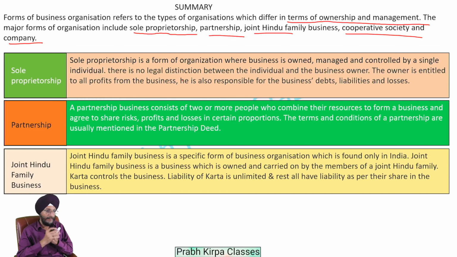In the case of joint Hindu family business, the members of the joint Hindu family are the members of the business. The Karta is the main person, the eldest member in the family, and he manages all the affairs of the business. He has unlimited liability whereas all the other members of the joint Hindu family have limited liability. As per a recent judgment of the Delhi High Court, even a woman can become the Karta.